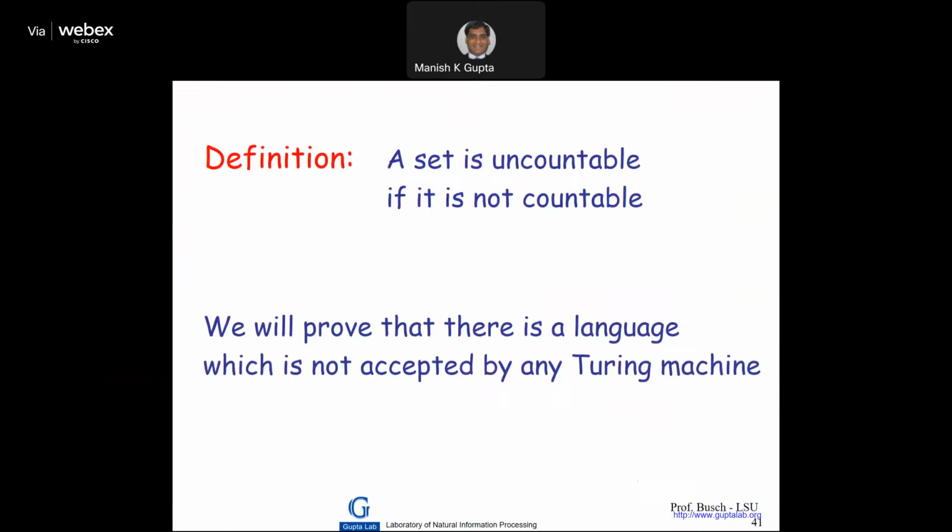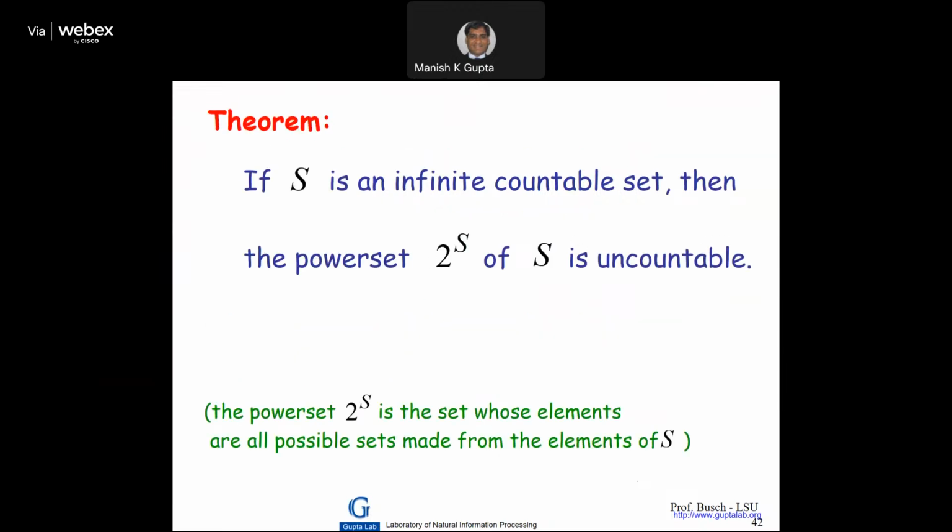A set is uncountable if it is not countable, right? So this is the result which we are going to prove: if S is an infinite countable set, its power set is uncountable. See the beauty? S is infinite, countable, but its power set is not countable. Okay, and this is a very, very powerful fact, by the way. Using this fact, you can show that computer science has a limitation.